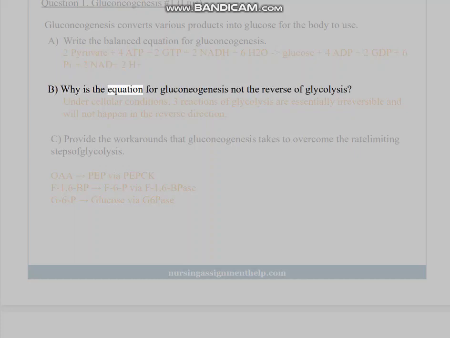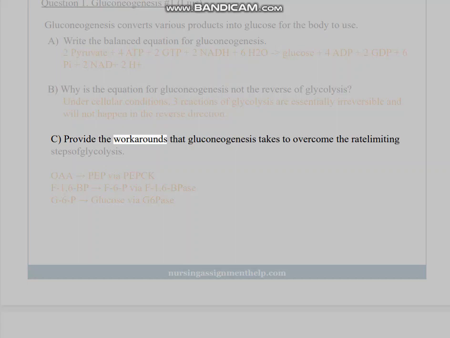B. Why is the equation for gluconeogenesis not the reverse of glycolysis? Under cellular conditions, 3 reactions of glycolysis are essentially irreversible and will not happen in the reverse direction. C. Provide the workarounds that gluconeogenesis takes to overcome the rate-limiting steps of glycolysis. OAA to PEP via PEPCK, F1,6BP to F6P via F1,6BPase, G6P to glucose via G6Pase.